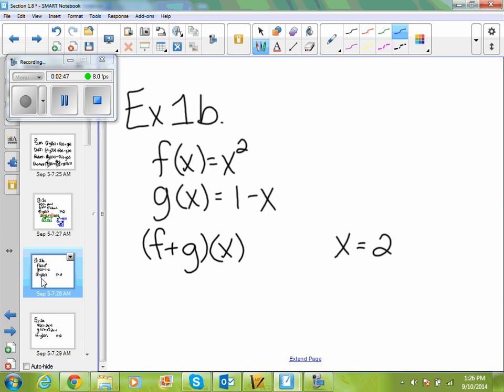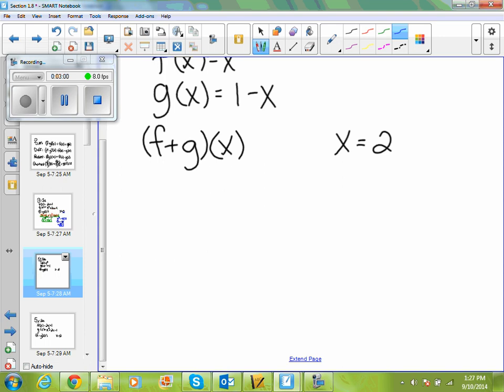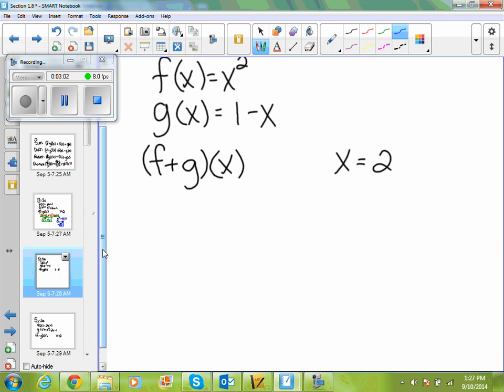Let's look at another function. We have f of x equals x squared and g of x equals 1 minus x. And we're finding our sum function when x equals 2. So I'm finding my sum, then I'm adding them together. f of x is x squared, g of x is 1 minus x, so x squared plus 1 minus x.